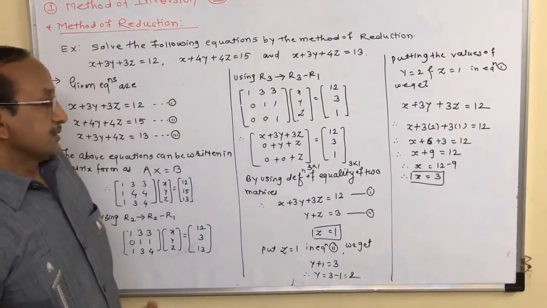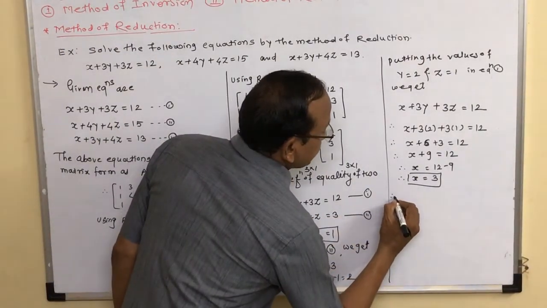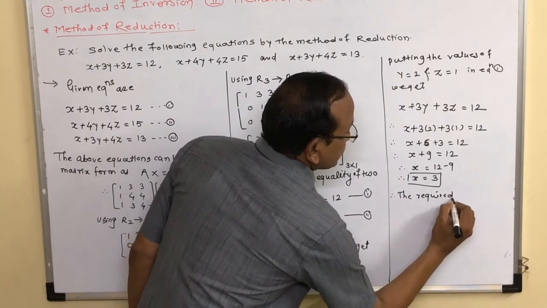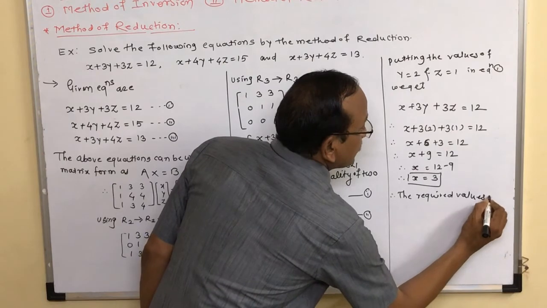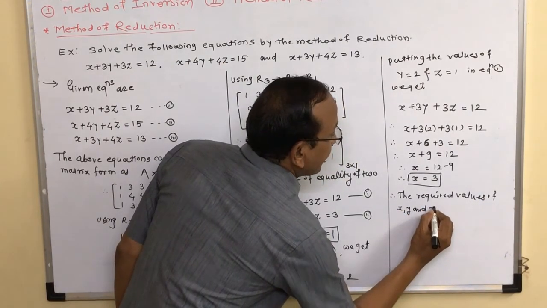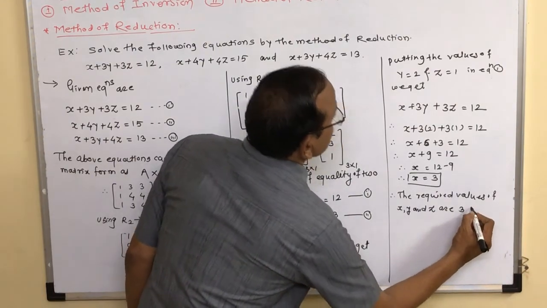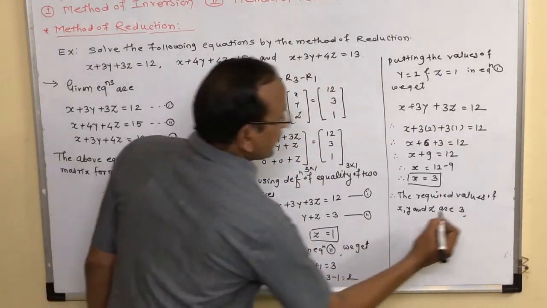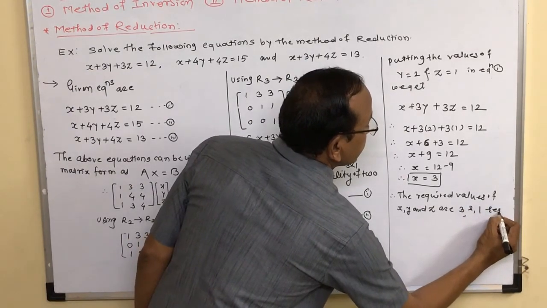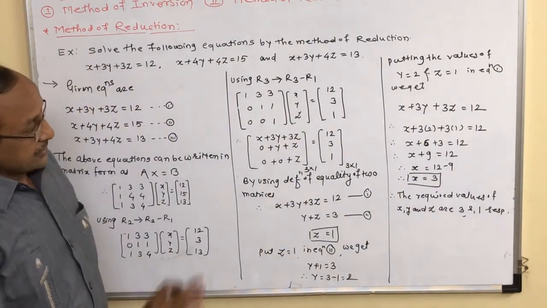Therefore, the required values of x, y and z are: x is 3, y is 2 and z is 1 respectively.